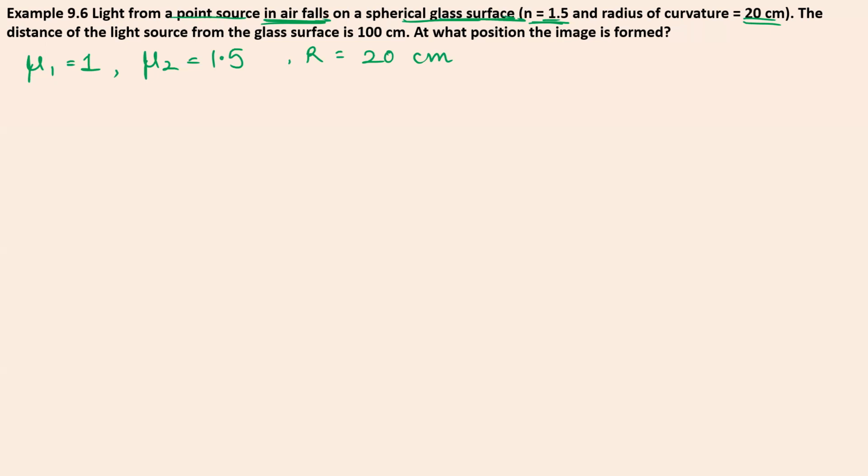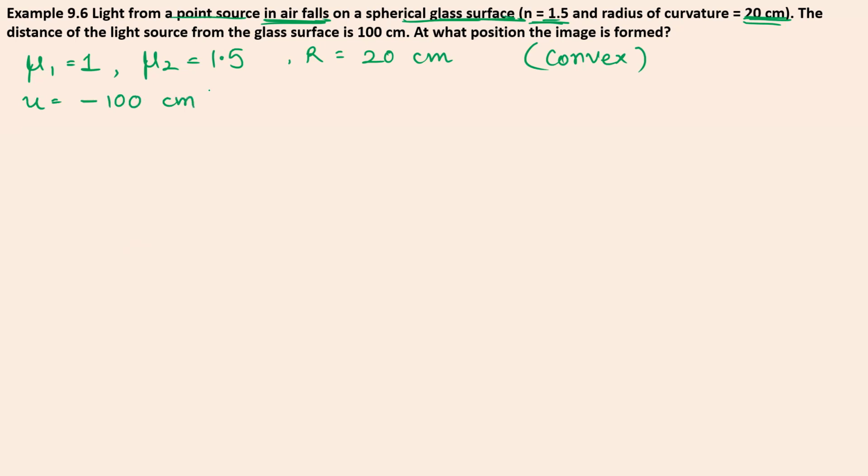It is not mentioned which kind of spherical surface it is, but it is given positive 20. Let us take convex, because it is given plus 20. The distance of the light source from the glass surface is 100 centimeters. Light source means object. Object distance is given. Object distance always take negative.